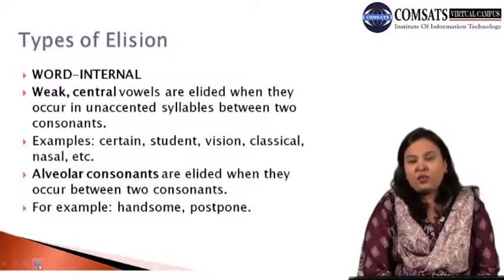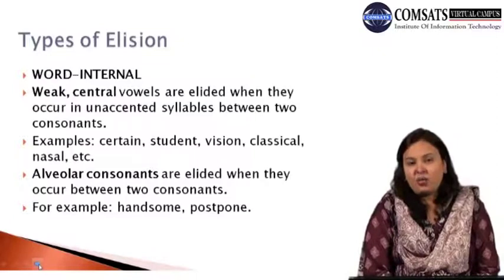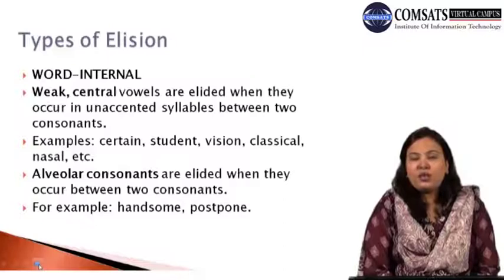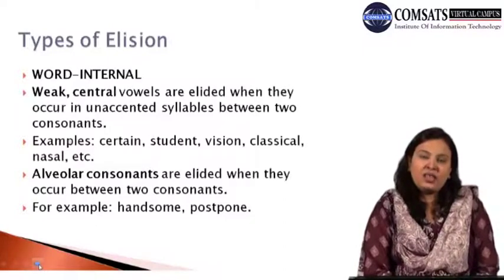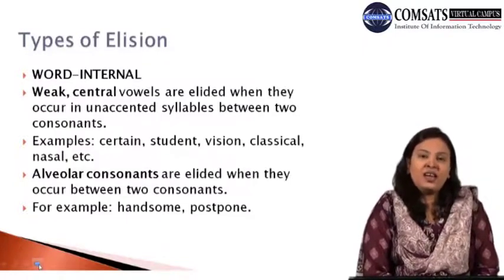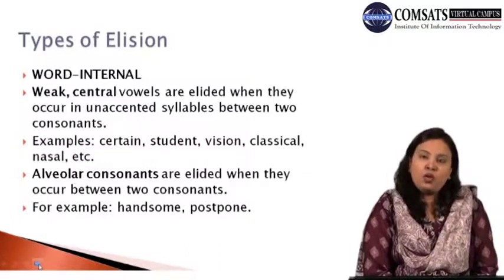Now look at the example of student. When I say it slowly, I have the sounds s, t, u, d, then a weak vowel, then n, t. But when I rapidly pronounce it, I replace the weak vowel between d and n with a weak schwa, and then I omit the weak schwa and pronounce it as student, totally omitting the weak vowel sound. So often the weak vowels at internal word level are omitted, or elided. Sometimes the alveolar consonants are elided when they occur between two consonants.